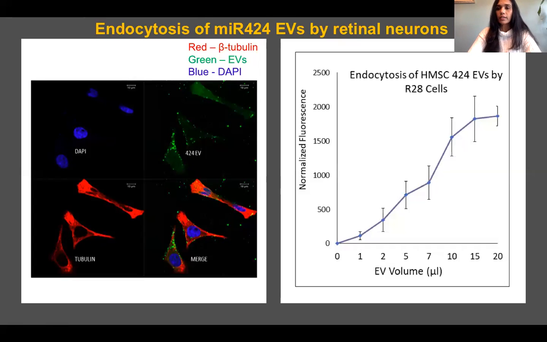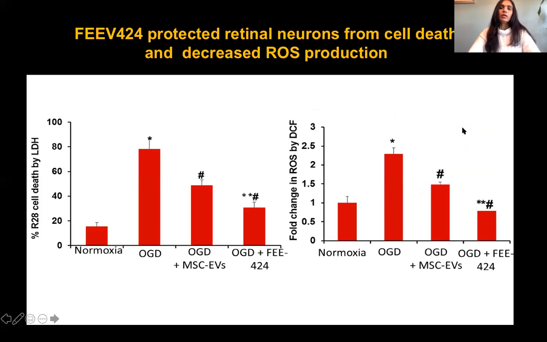Here we can see that this is another confirmation. The MIR 424 EVs are dose and time dependently endocytosed, and it reached a saturation. Then we repeated the studies by comparing the normoxic normal EVs versus the engineered EVs.